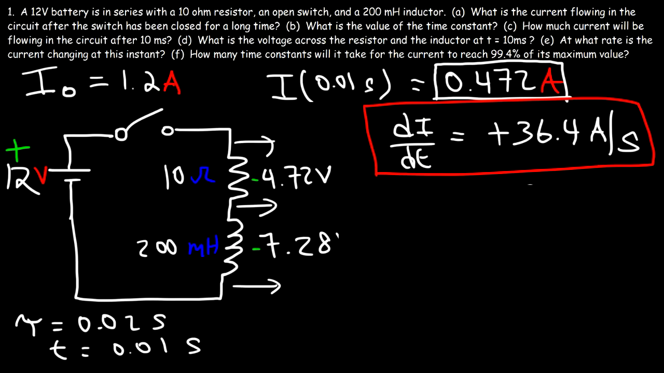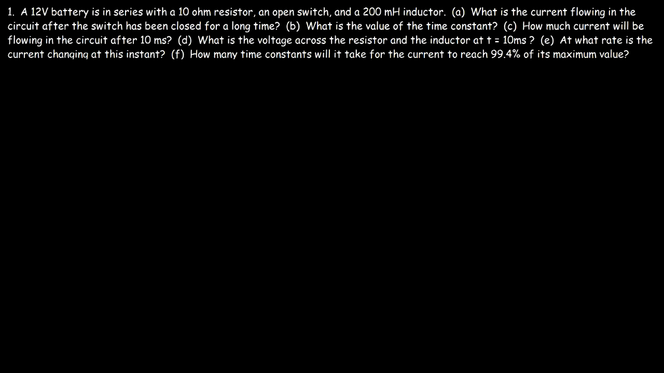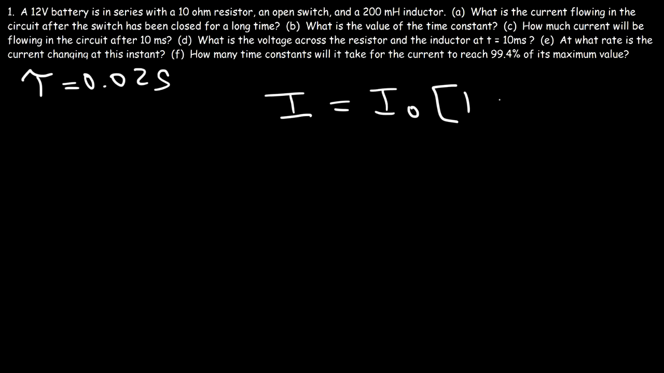Now let's move on to the last part of this problem. How many time constants will it take for the current to reach 99.4% of its maximum value? So keep in mind, tau is 0.02 seconds. So first let's start with this equation. The current is equal to the maximum current times 1 minus e raised to the negative t divided by tau.